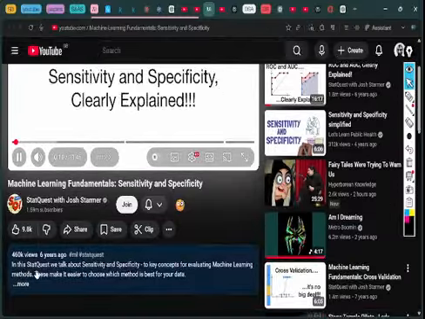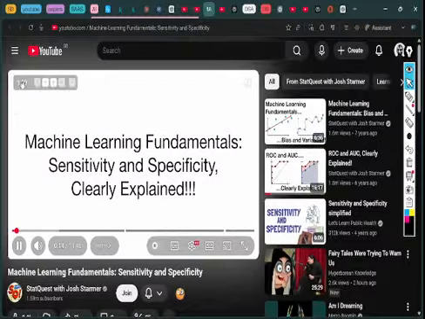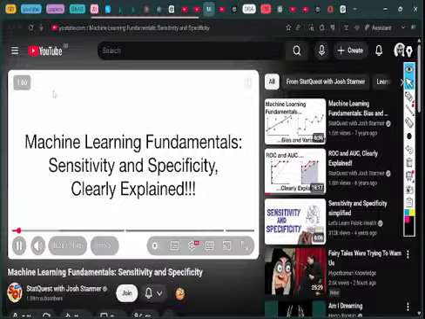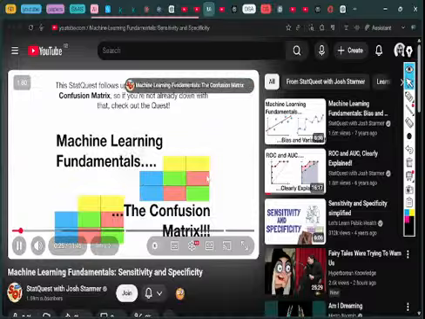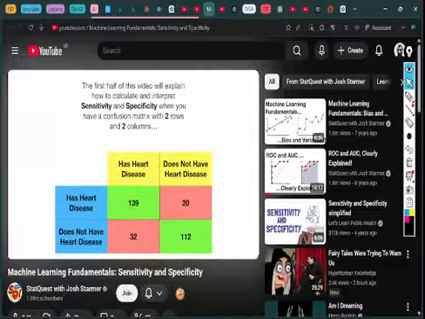Hello, I'm Josh Starmer, and welcome to StatQuest. Today we're going to continue our series on machine learning fundamentals, and we're going to talk about sensitivity and specificity. They're going to be clearly explained. This StatQuest follows up on the one that describes the confusion matrix, so if you're not already down with that, check out the quest.